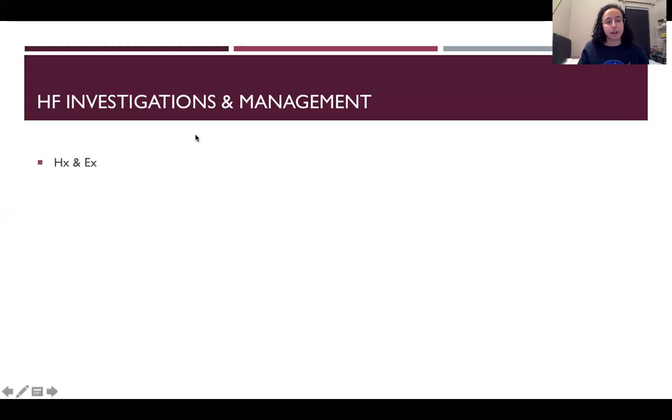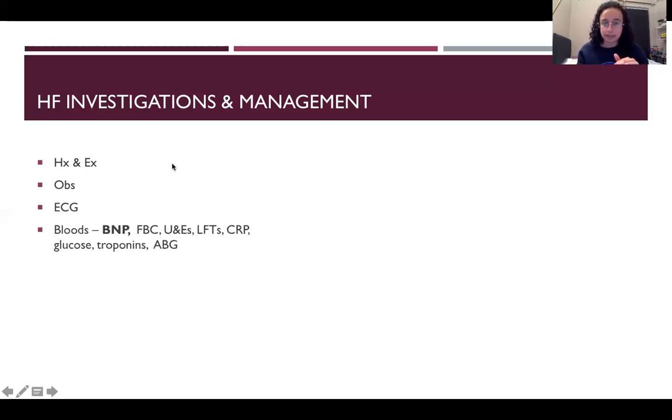So I always start with, say it was a history station, I say I would like to examine the patient, and then I'd like to do a set of obs, so bedside stuff. Okay, and then I can do an ECG, also bedside, and then the bloods. So within the bloods is BNP, and then you can do all the other bloods and justify them however you need. So full blood count to check if the patient's anemic or if they have any infections. U&Es to just establish a baseline, LFTs for a baseline, CRP to see if there's any inflammation, and I want troponins to see if they're having any cardiac ischemia.